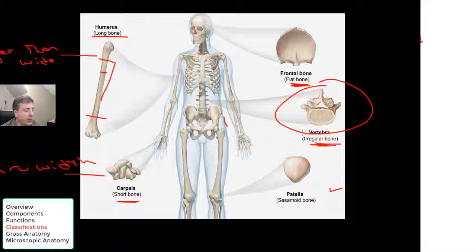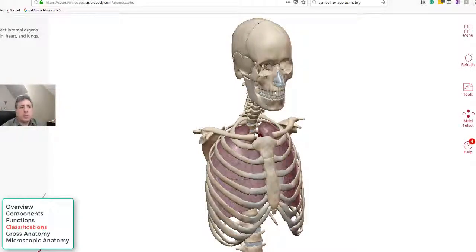So what we want to do right now is point out what the different types of bones are, and look at the different areas of the body where some of these bones are found. So let me pause this video. Okay, so let's look at the different videos.